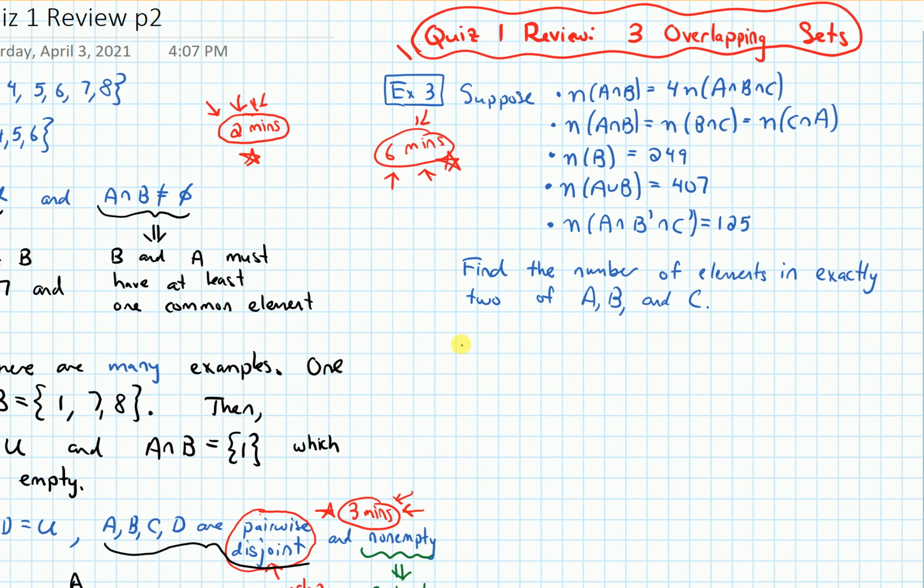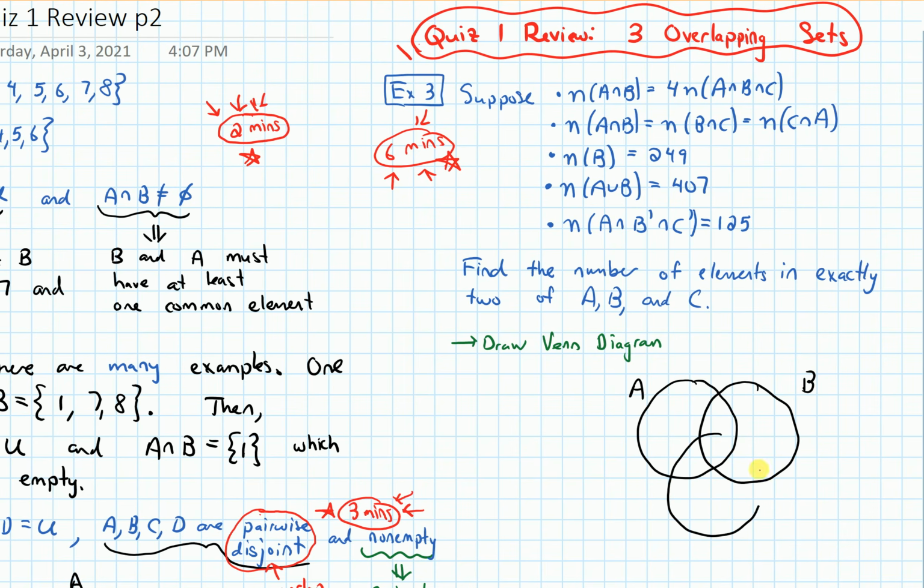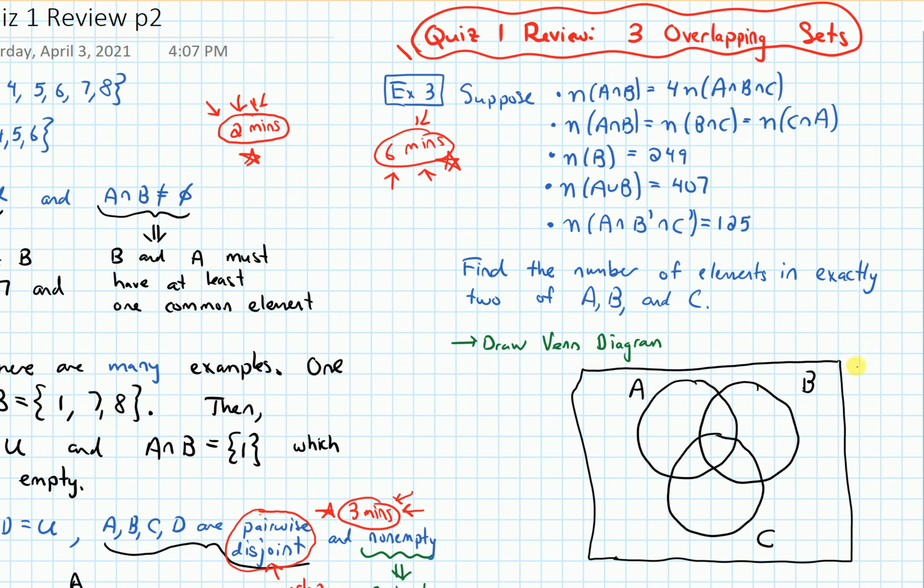So I want to begin, as we usually do in questions like this, by drawing a Venn diagram. So this question has an A, a B, and a C. So I'm going to draw 3 circles, 1 for A, 1 for B, 1 for C, and then a universal set. So I'll draw a rectangle all around this. I'll call that U. And like we normally do, I'm going to work inside out in our Venn diagram.